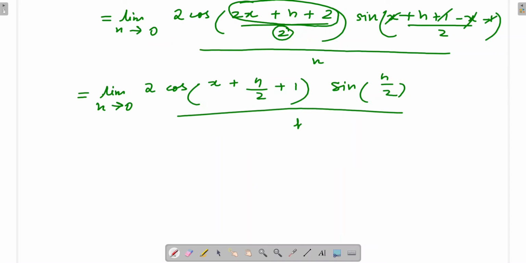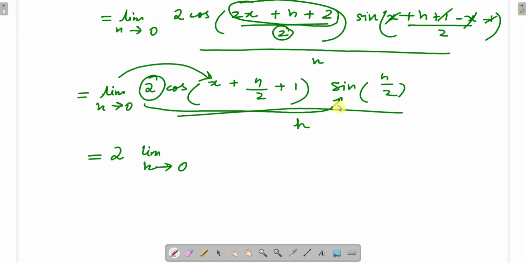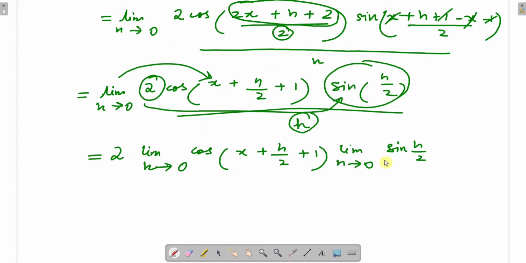and that will be divided by h. So this will be equal to, this is a constant, so we can take it out of the limit, and what we will do is split the limit to both these functions. So we will get limit of cos of x plus h divided by 2 plus 1, and limit h tends to 0 of sine of h by 2, and what we will do is take this h to this function and divide it.